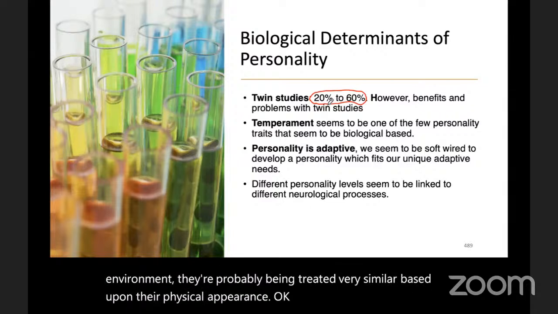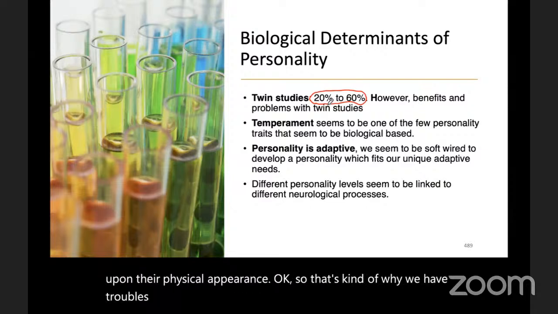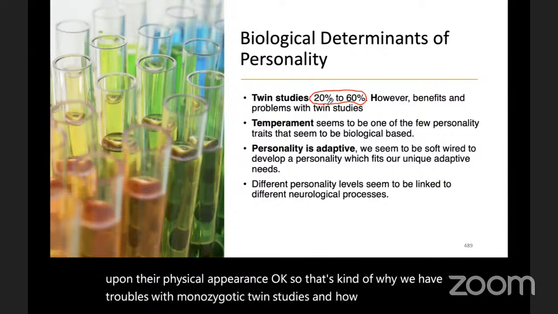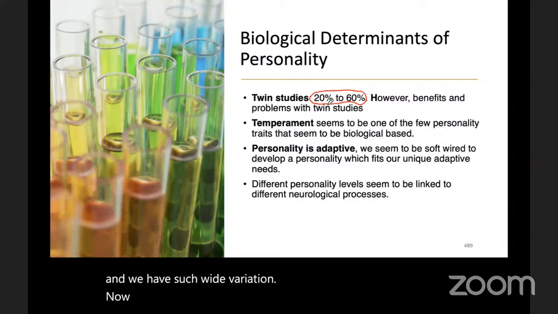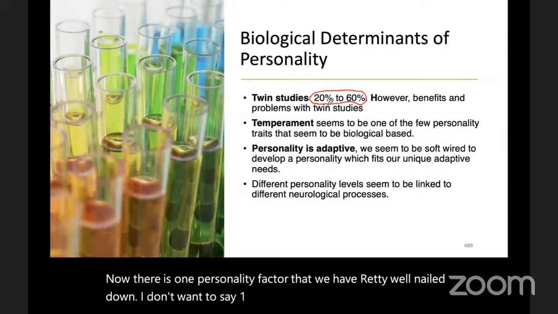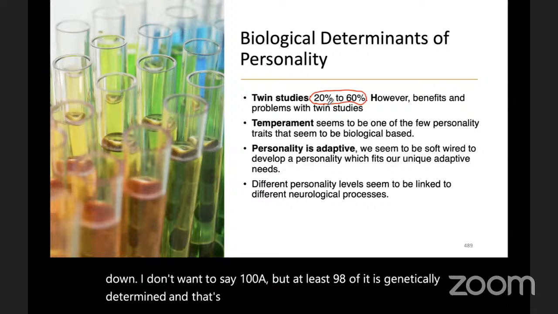So that's kind of why we have troubles with monozygotic twin studies and how to interpret them. And we have such wide variation. Okay. Now, there is one personality factor that we have pretty well nailed down. I don't want to say 100%, but at least 98% of it is genetically determined, and that's temperament.